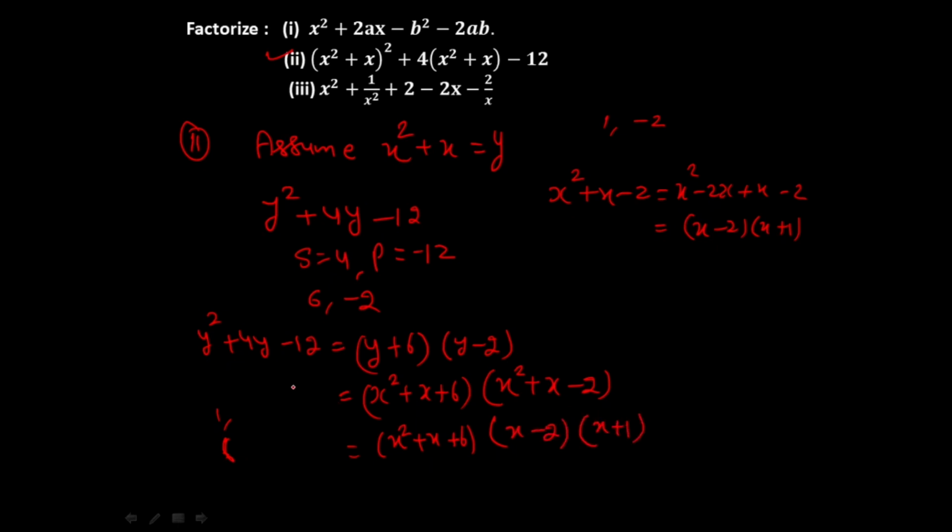That's it. This value is nothing but (x square plus x) whole square plus 4 times (x square plus x) minus 12. Means this whole thing is equal to that thing, and I just factored this. So the whole polynomial is factorized here: something into something into something.